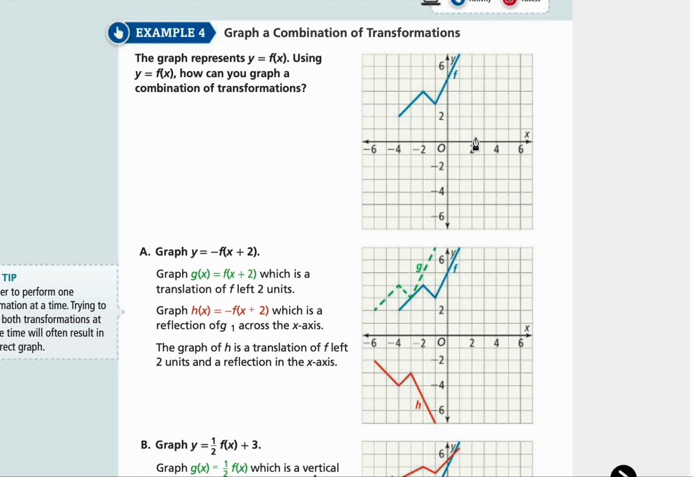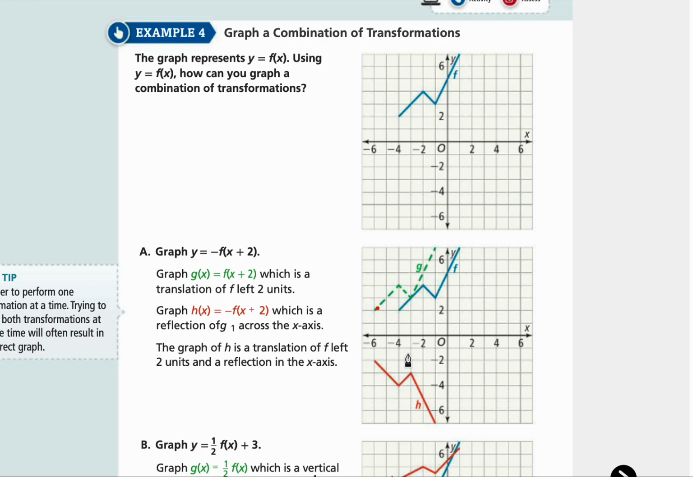So you want to do it one by one. So let's do translation first. We're going to go from inside out, okay? So from f, you are moving all your points to the left 2 units, okay? To the left 2 units. And then you're going to reflect this on the x-axis. How do you know if this is x or y-axis?